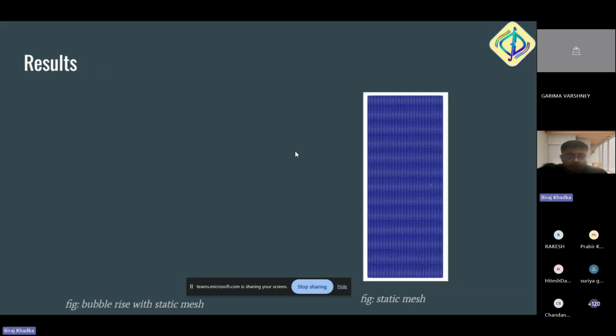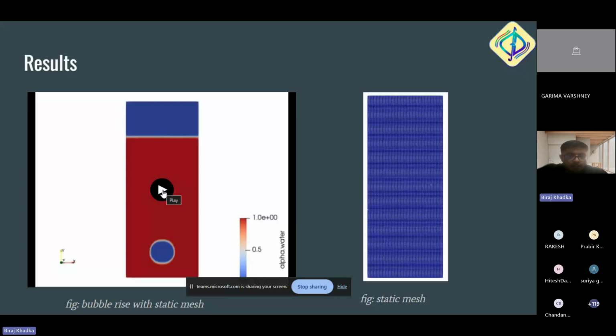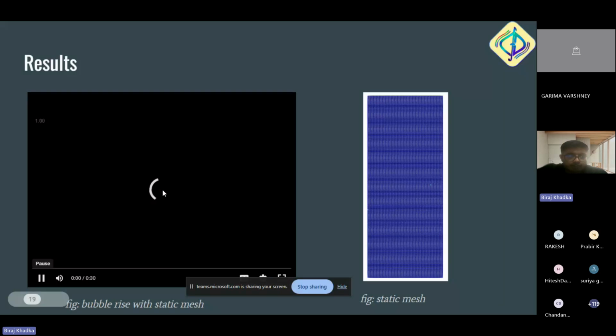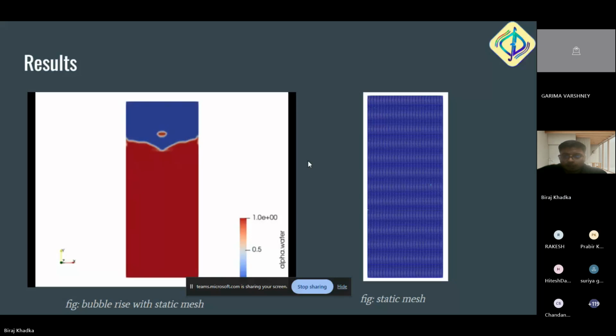The results after running the simulation look like this. The bubble is here, and it rises because of the density difference. Due to the lighter density and buoyancy, it rises up and coalesces with the air cavity at the top. And this is the static mesh, so it doesn't change. The number of cells doesn't get changed or refined at every iteration, hence its name is static mesh.